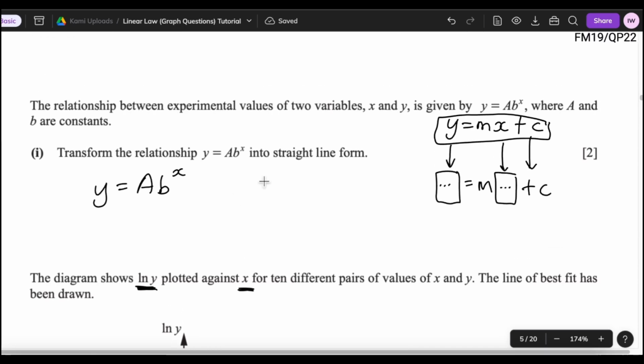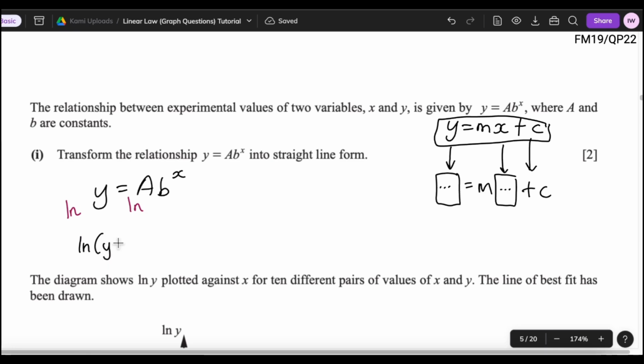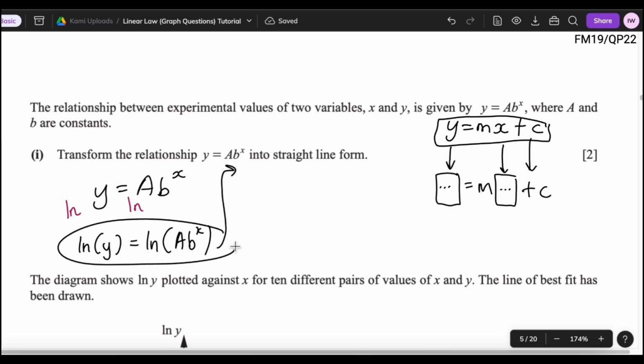So one of the ideas that we're going to use here is we're actually going to apply the ln to both sides, or the log base of e to both sides. And the reason we want to do that is you can get ln y out of that. Now on the right, you'll get ln of ab power x. And what we want to do, again, is we want to make this look like y equals mx plus c. Mx plus c consists of two different terms. Right now we only have one.